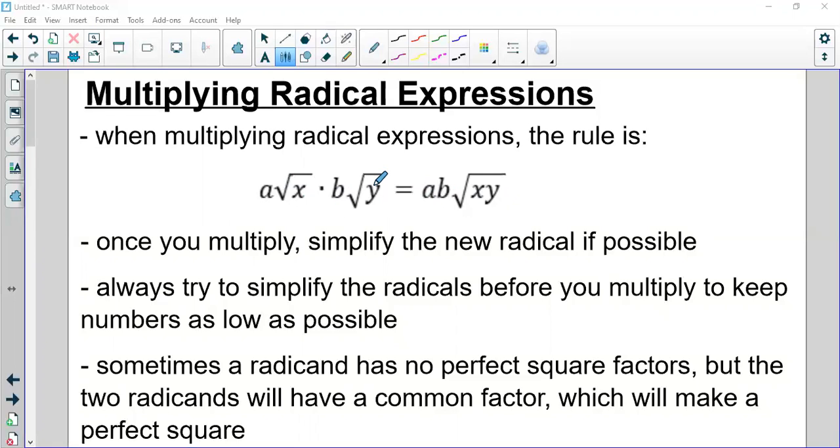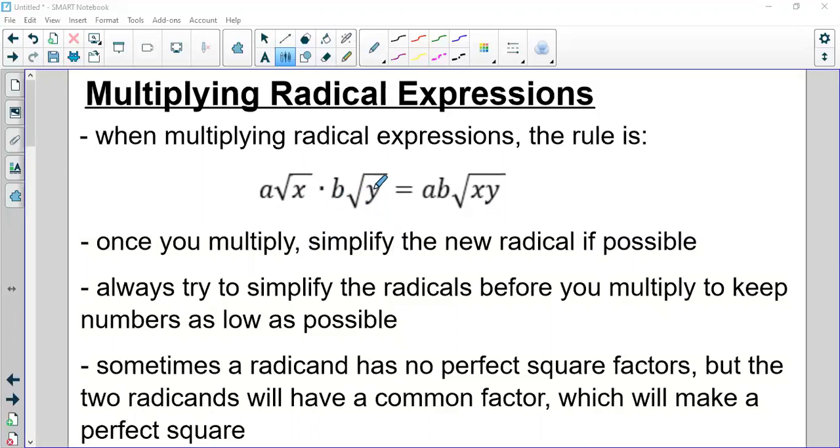Sounds simple, but there's a couple of little tricks as you go along. Because once you multiply, you have to simplify what you have new. Well, that means that if you have big numbers inside these radicals, you may end up with a huge number in there that you don't know how to deal with. So before you multiply these radicands, always try to simplify them first individually. That'll keep your numbers as low as possible. If you can break down one of these square roots into a smaller number, that means you're going to have a smaller product when you start putting it together. So simplify before you multiply if you can.